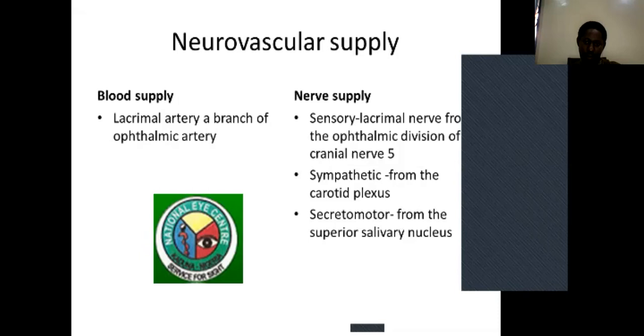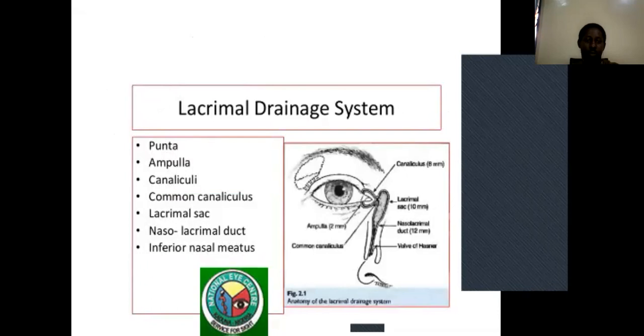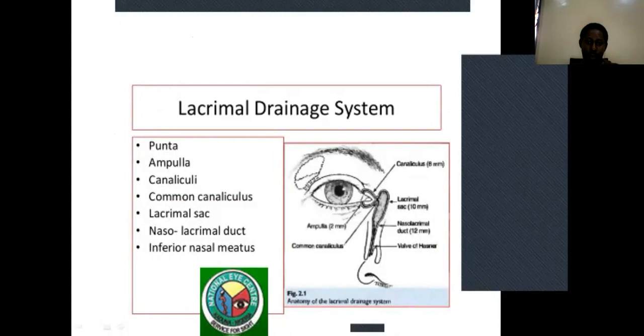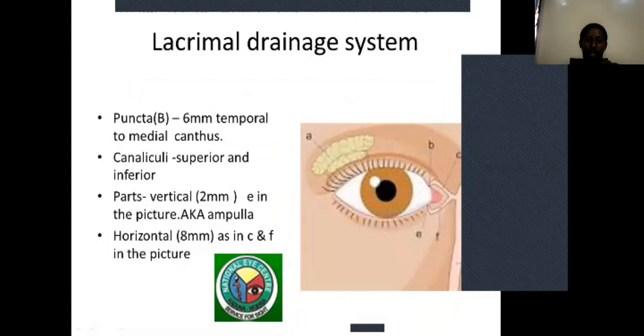Now, the drainage system of the lacrimal gland is made up of the punctum, the ampulla, the canaliculi, which are superior and inferior, and then the common canaliculus, and then the lacrimal sac, the nasolacrimal duct, and then the inferior meatus of the nose. The punctum is represented by B in this picture. It's temporal, about 6 millimeters temporal to the medial canthus. We have the superior and inferior canaliculi.